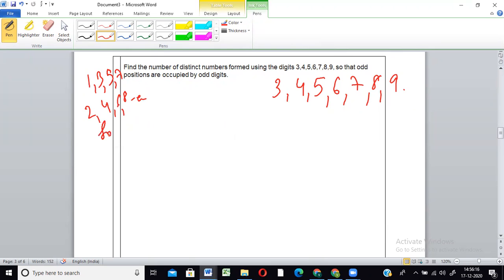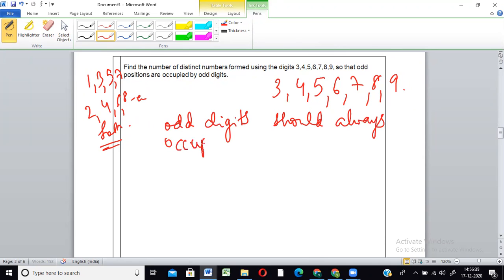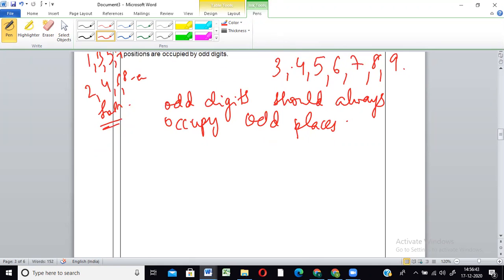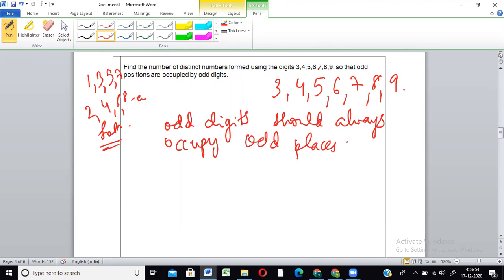So in total we have these many digits. A number is to be formed using these digits 3, 4, 5, 6, 7, 8, and 9 such that odd digits should always occupy odd positions, odd places. Okay. So now, how many odd digits do we have according to this condition given? We know that we have so many odd digits 1, 3, 5, 7, 9, 11, and so forth. But you don't have to go beyond this restriction. Okay. Just talking about these things 3, 4, 5, 6, 7, and 8.